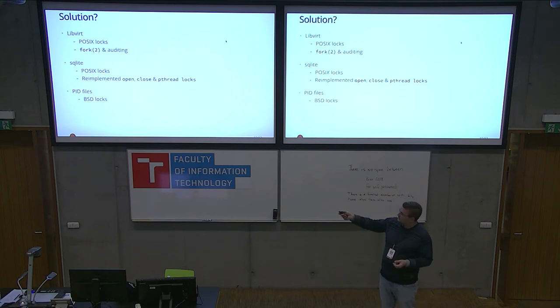So if we were to use BSD locks, because of what I said earlier, BSD locks might get translated into POSIX locks. So we might try to actually lock the whole file, and therefore we would deadlock with QEMU. So POSIX was the only option that I could go with.